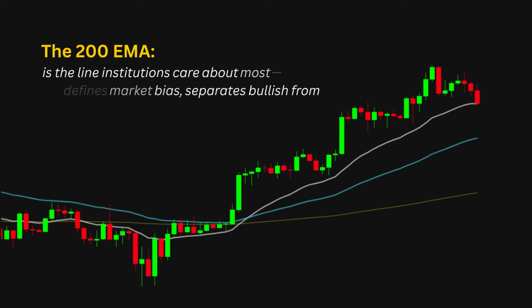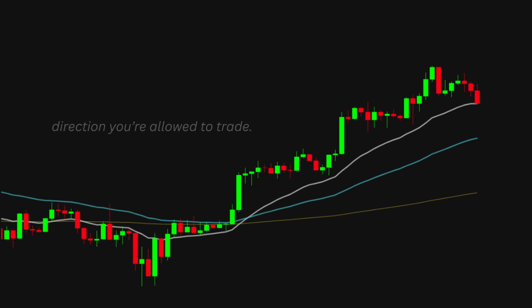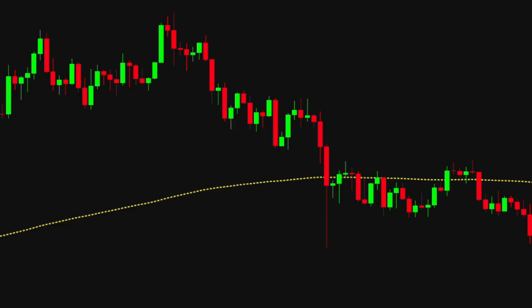The 200 EMA is the line institutions care about most. It defines market bias, separates bullish from bearish environments, and tells you which direction you're allowed to trade. When price is above the 200 EMA, you stop thinking about shorts. When it's below, you stop forcing longs. Together, these 3 EMAs don't predict reversals.